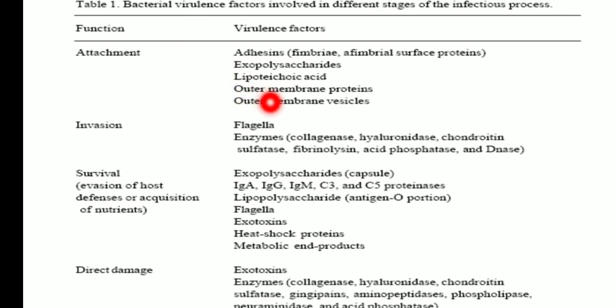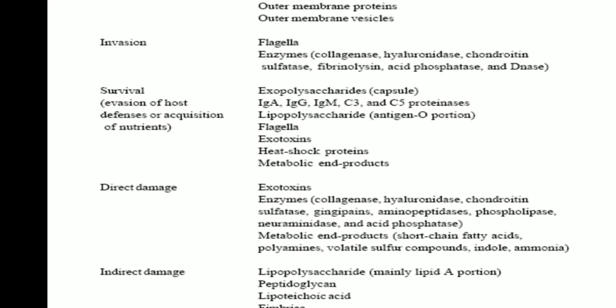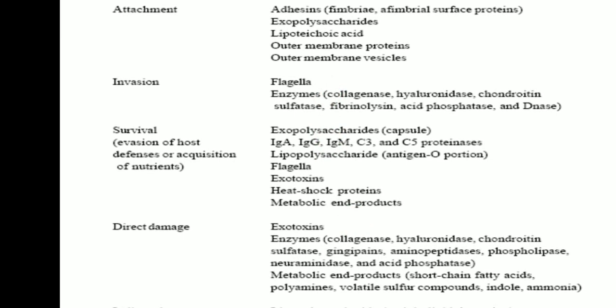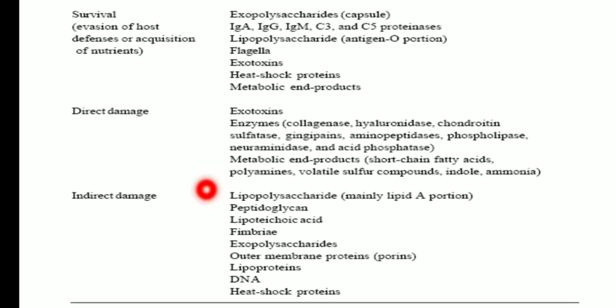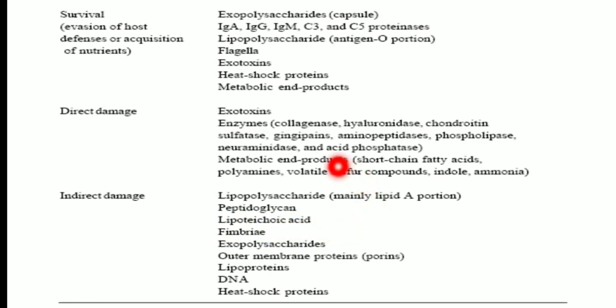So, for attachment, you require adhesins, exopolysaccharides, lipoteichoic acid, outer membrane proteins and vesicles. For invasion, you require enzymes and flagella for locomotion. For surviving inside the host, it requires capsule and enzymes like IgA, C3 and C5 proteases. For producing direct damage, it again requires these enzymes and metabolic byproducts. And for producing indirect damage, there are various other components that are involved.